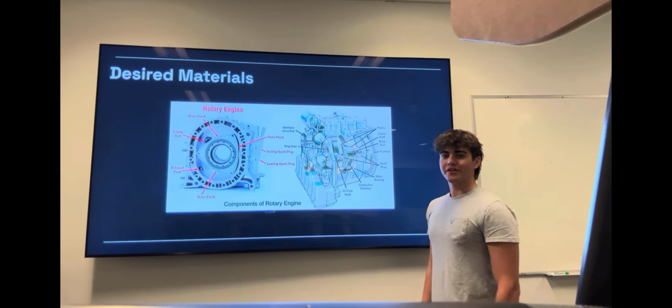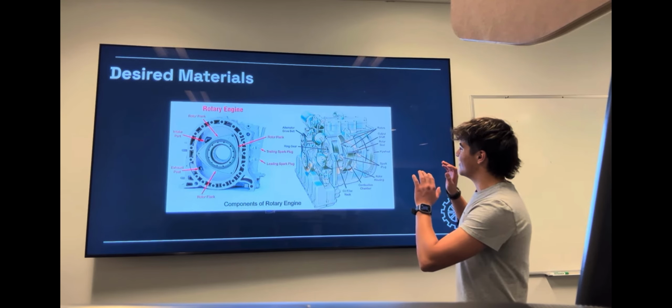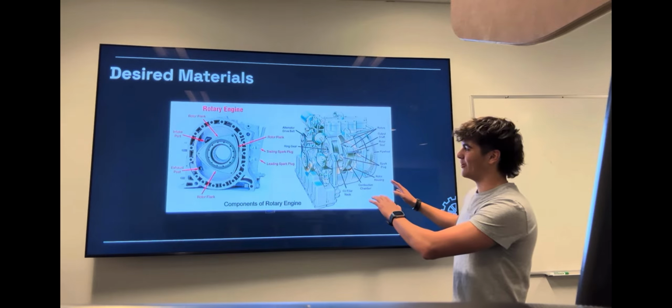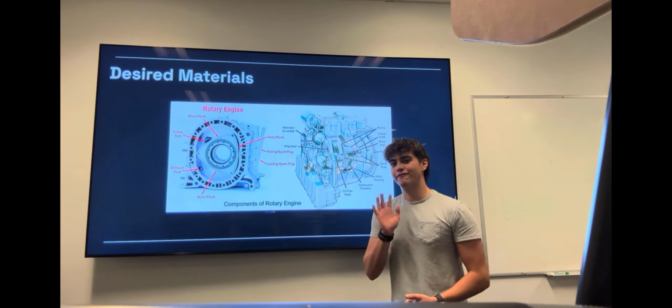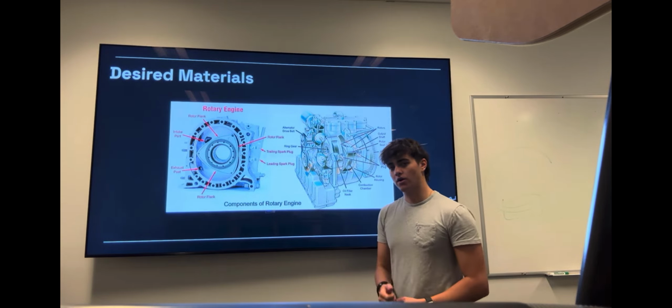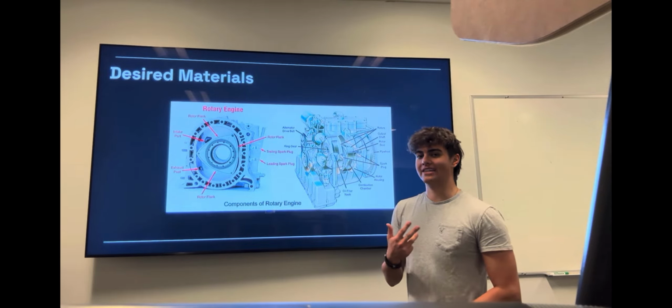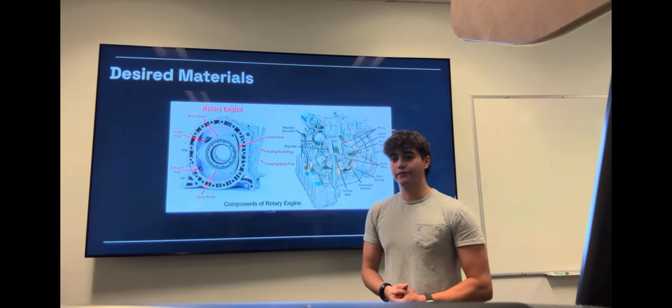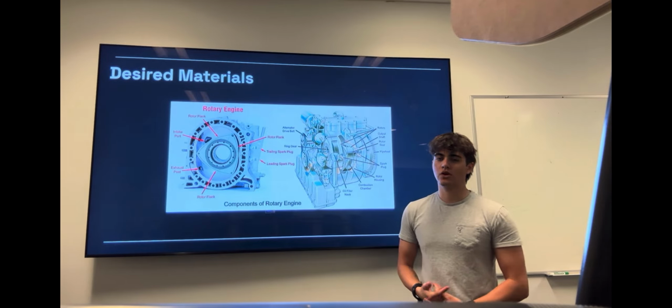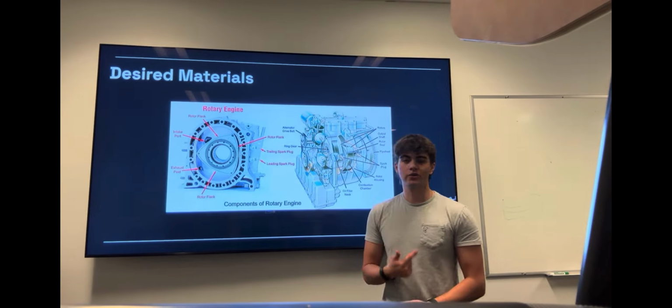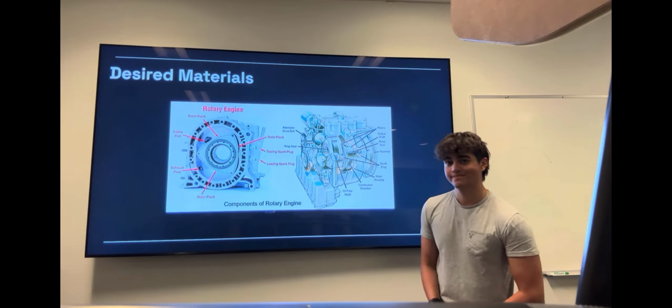So for the Wankel rotary engine, these are the majority of the parts used. We are only going to be talking about 5 of the key components. They are the eccentric shaft, the housing, the rotor, the side plate, and the apex seals. And for these components, the materials used are either aluminum, cast iron, silicon nitride, or chromium oxide.